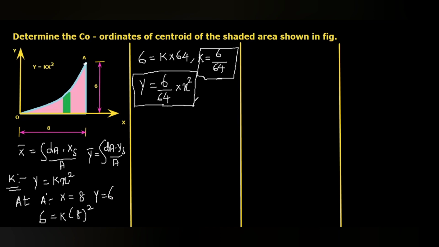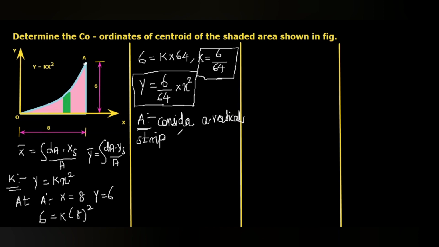Now, first we are going to analyze the area, because for x bar and y bar, that is the coordinates of the centroid, to calculate that, we need the value of the area. So to calculate the area of the given diagram, first we are going to consider a vertical strip as shown in the figure.